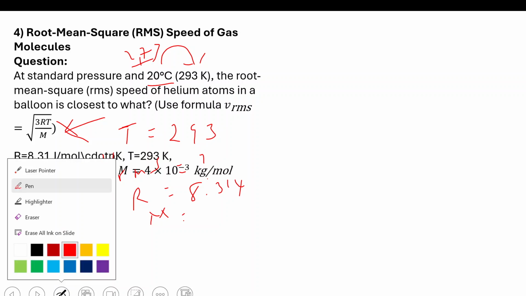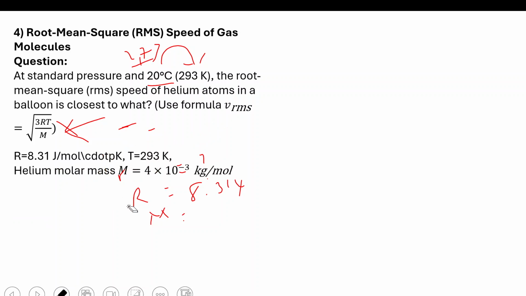Okay, so we're trying to plug in the parameters. R is 8.314, and T is 293 Kelvin, and M for helium is 4 times 10 to the power minus 3 kilogram per mole. It's supposed to be given in the question. It's a constant. Okay, please look for it. The question is supposed to give it as a constant, but it's not here in my display. But in the question, it's supposed to be given the molar mass of the particular element we are considering. So this is the molar mass for helium.